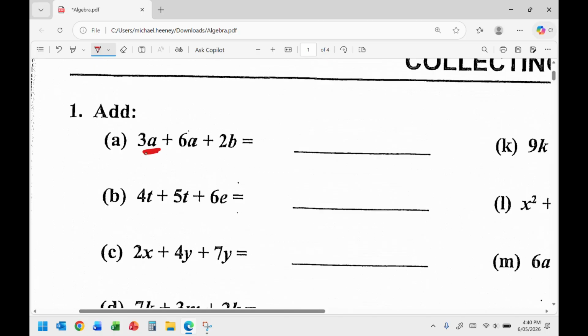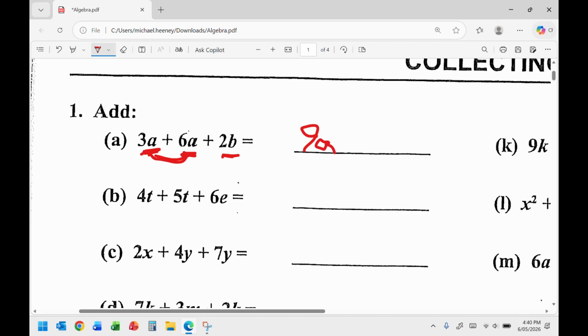We have 3a. Excellent. Someone else came and gave us 6 more of them. And we also had 2b. Well, we can only collect like terms. The b is different. The a's, however, we can put together. We can say, I started with 3. Someone gave me 6 more. How many do I have now? Well, now I have 9. So it's 9a. What it isn't is 9a squared.